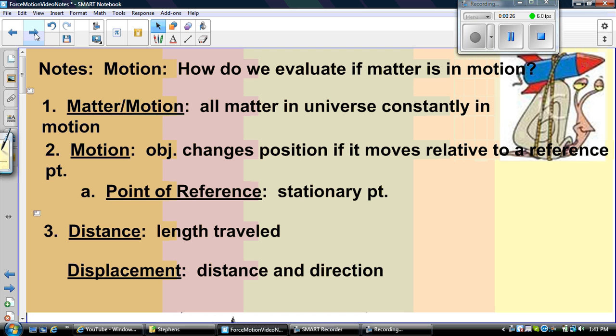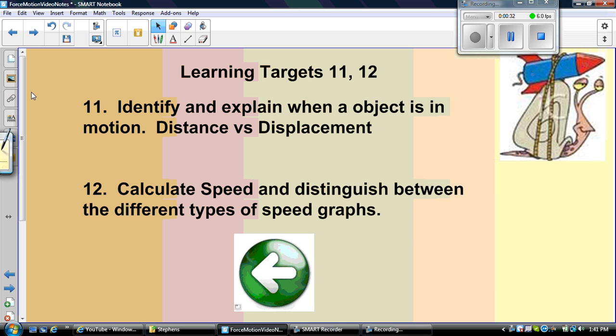Okay, so today our essential question is, how do we evaluate if matter is in motion? How do we know if it's in motion? We have two learning targets today, learning targets 11 and 12. You will be able to identify and explain when an object is in motion, understand the difference between distance and displacement. You'll also be able to calculate speed and distinguish between the different types of speed graphs.